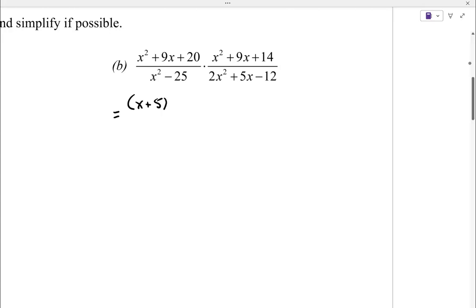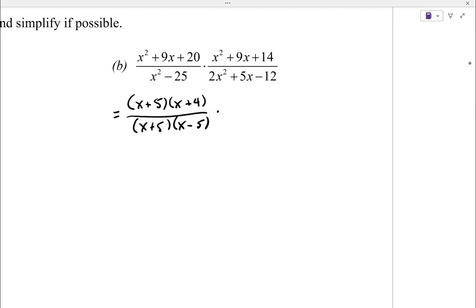Good. And in the denominator, what do we recognize there? Good. The denominator is a difference of squares, right? So, x plus 5, x minus 5 there. So far so good with that one?